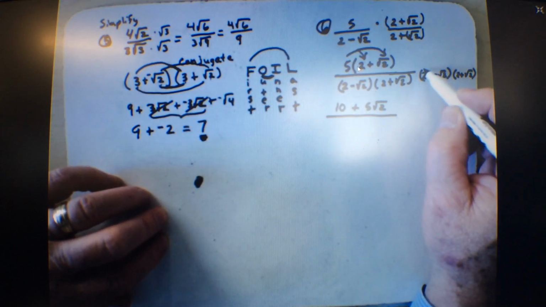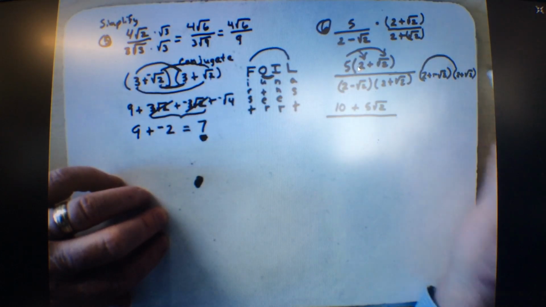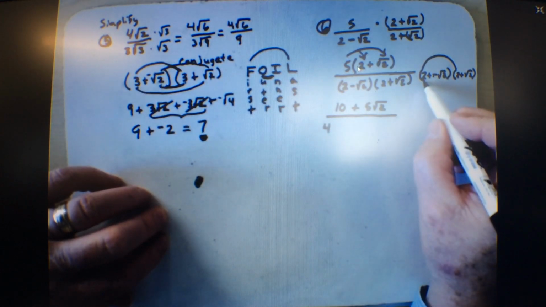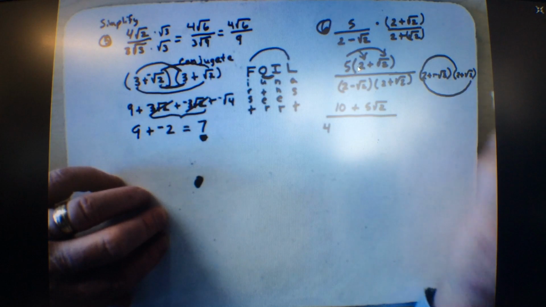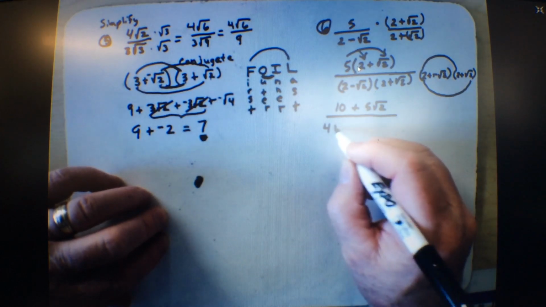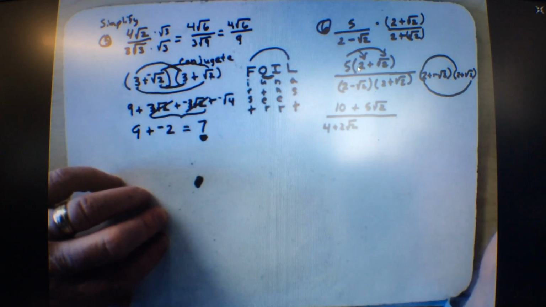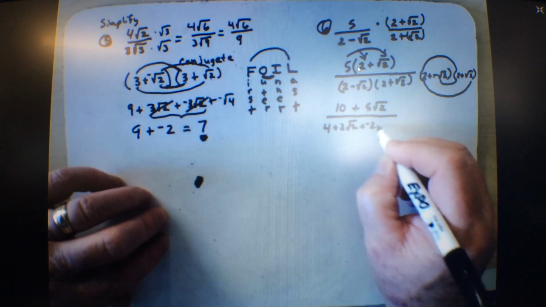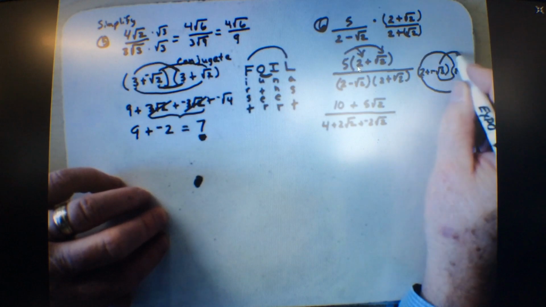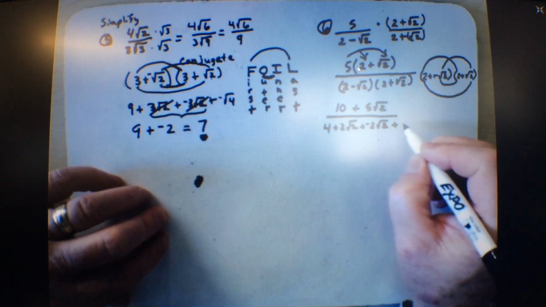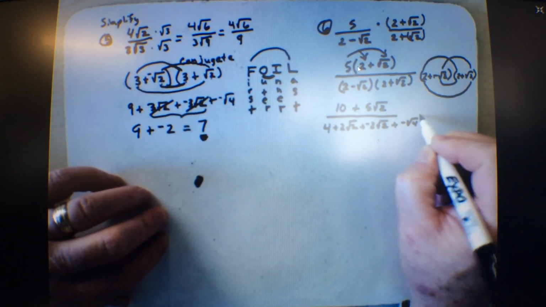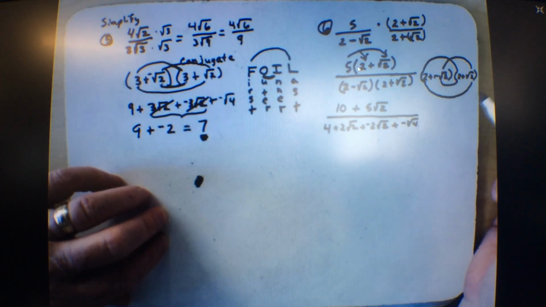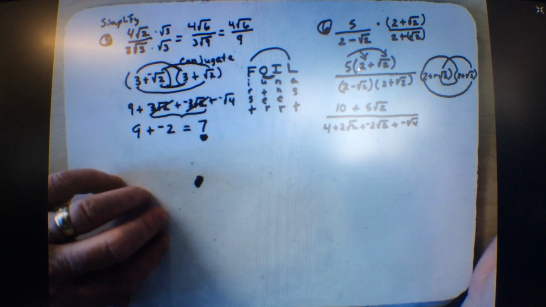So here's what I get. First: 2 times 2 is 4. Outer: 2 times the square root of 2 is 2 square root of 2. Inner is a negative 2 square root of 2. And last is a negative square root of 4. Did everybody see where I got those numbers? And it looks like a face. Have you noticed that?